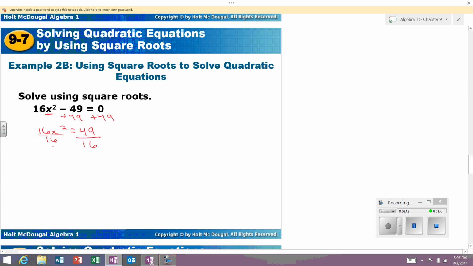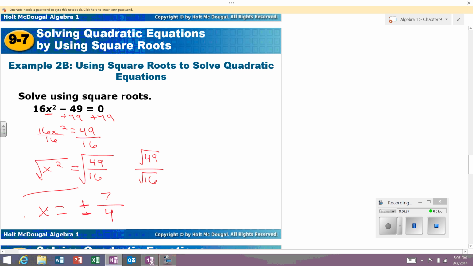So you're trying to get this x squared by itself. Don't worry about simplifying this right now. Here's why: I know that 49 and 16 are perfect squares of numbers. So when I go to take the square root of them, I'm actually taking the square root of 49 and the square root of 16. So my x is equal to plus or minus the square root of 49, which is 7, over the square root of 16, which is 4. So my solutions are plus and minus 7 over 4.